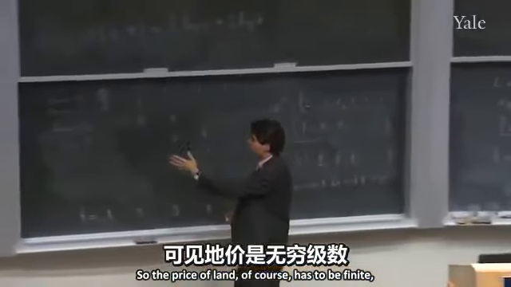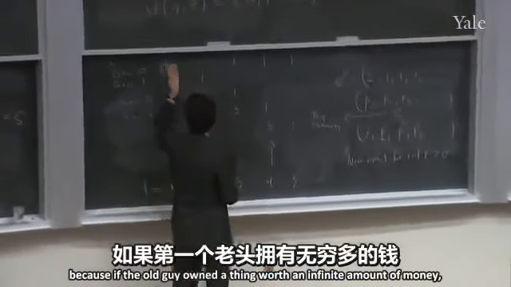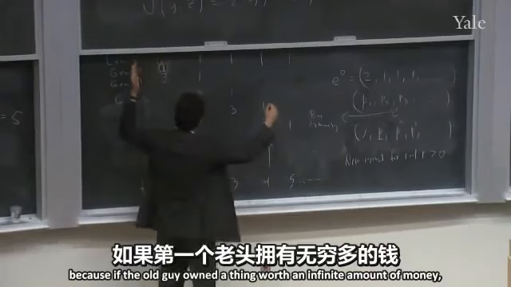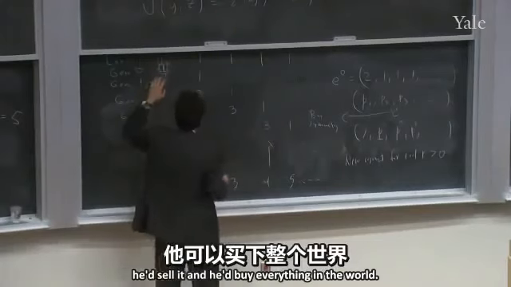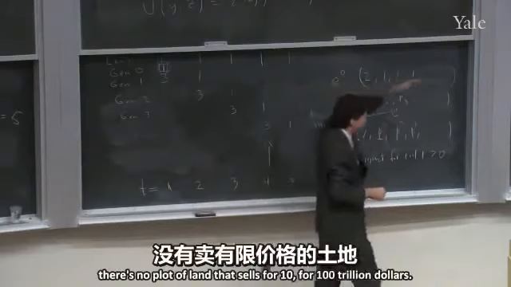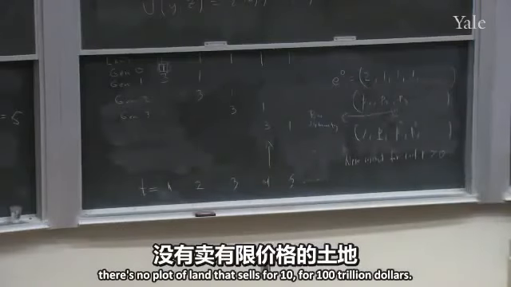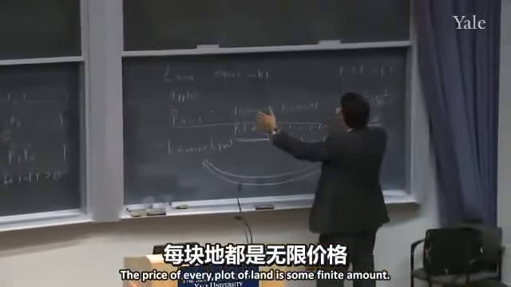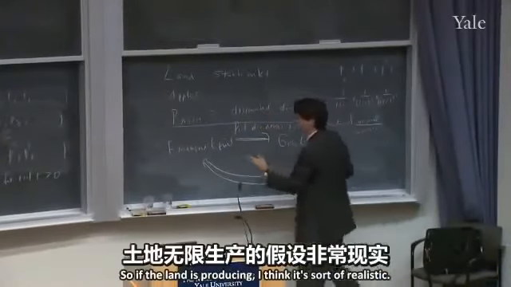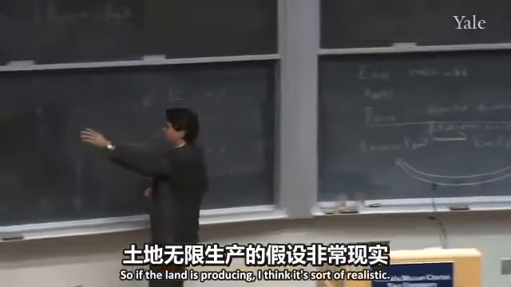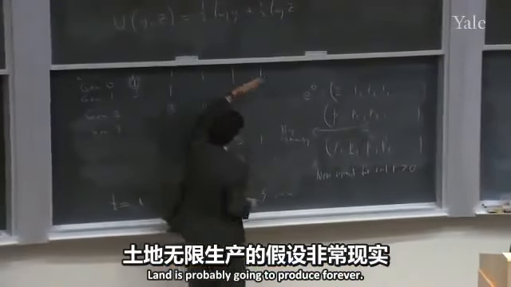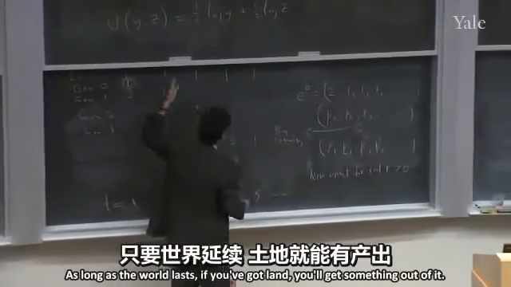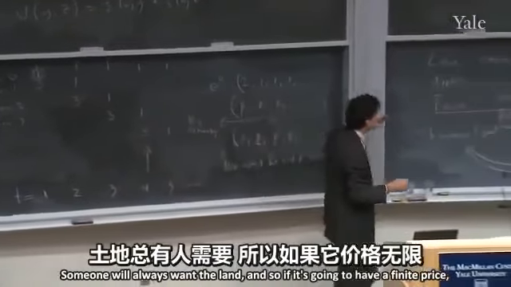So the price of land, of course, has to be finite, because if the old guy owned a thing worth an infinite amount of money, he'd sell it and he'd buy everything in the world. So if you're going to have equilibrium, there's no plot of land that sells for $100 trillion. The price of every plot of land is some finite amount. So if the land is producing, I think it's sort of realistic. Land is probably going to produce forever. As long as the world lasts, if you've got land, you'll get something out of it. Someone will always want the land.